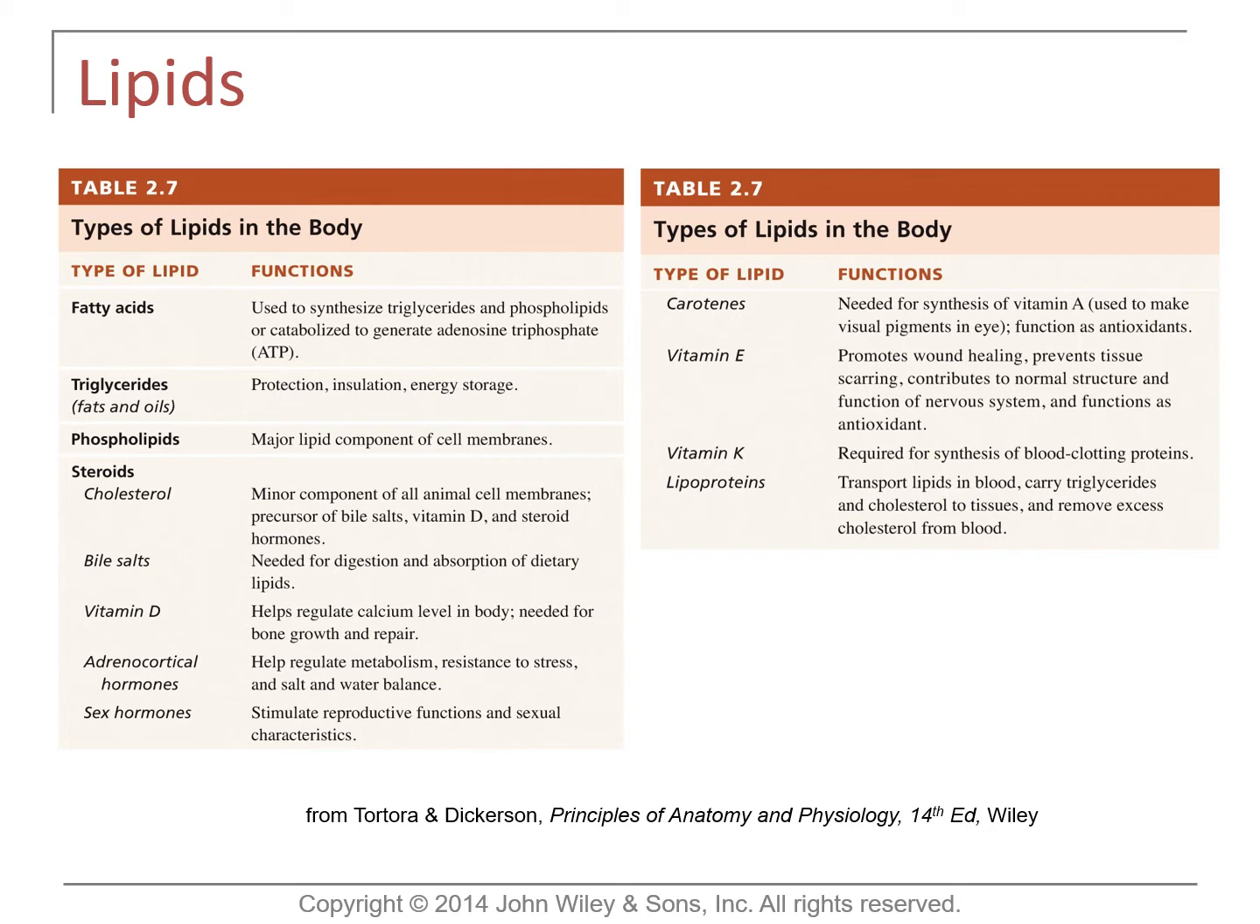Carotenes are precursors for vitamin A, and we acquire them as a vitamin in our food, necessary for good vision as well as an antioxidant. Vitamin E is another lipid-soluble vitamin, important for skin health and wound healing and development and function of the nervous system, and is another antioxidant. Vitamin K is fat soluble and is required for the synthesis of several blood clotting proteins in the liver.